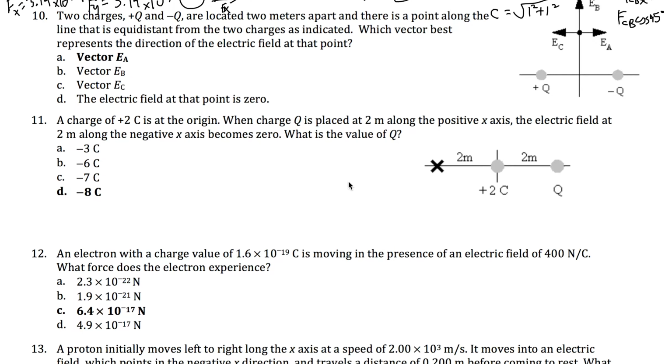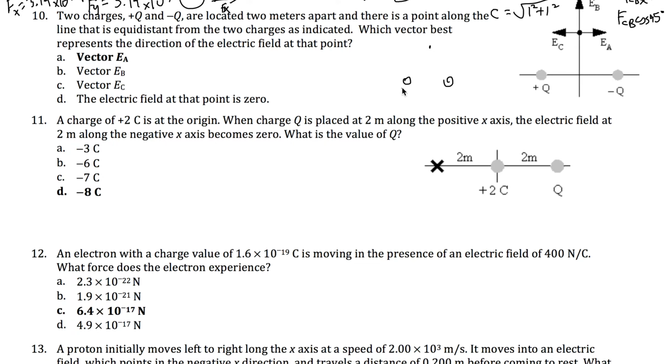Let's finish up the Chapter 17 practice problems. For number 10, we have two charges. One of them is positive and one of them is negative. And we want to know which way the electric field points at this location over here. So we did a similar one in class, where we just have to draw the direction of the field at each point due to each charge individually.